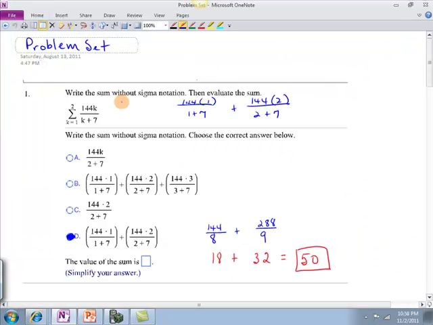First problem: write the sum without sigma notation and then evaluate it. So here's our function, 144k over k plus 7, and we only go from 1 to 2. So we fill in 1, and then we fill in 2. That becomes 144 over 8 plus 288 over 9. Those actually divide evenly. You get 18 plus 32 equals 50. So 50 is going to go in that box, and this allows you to choose answer D.